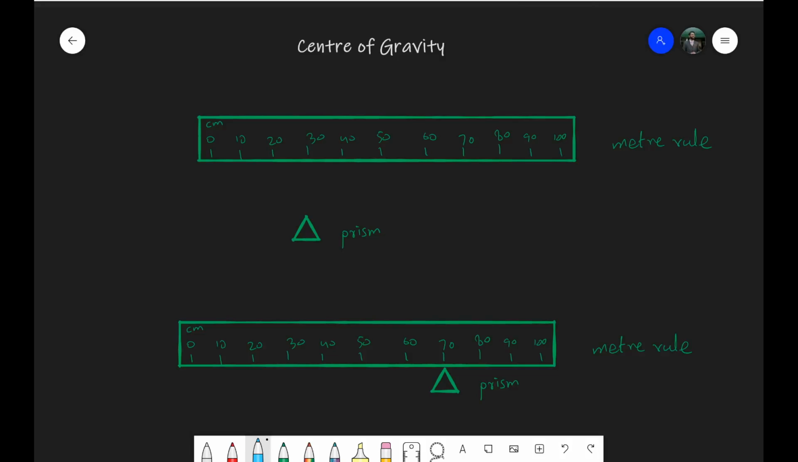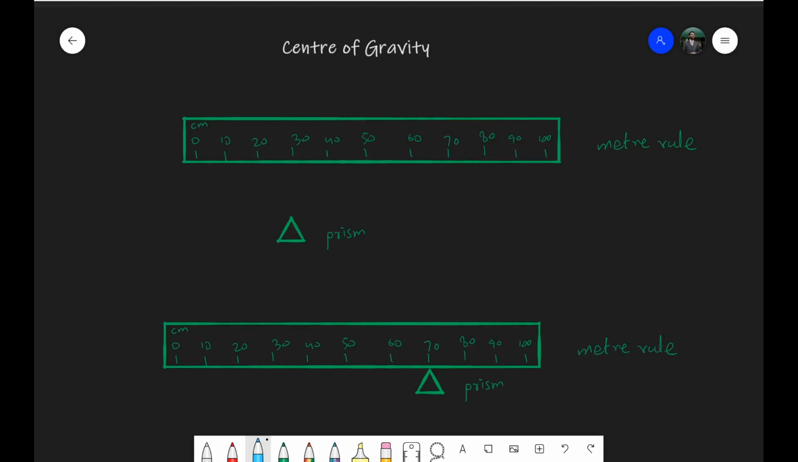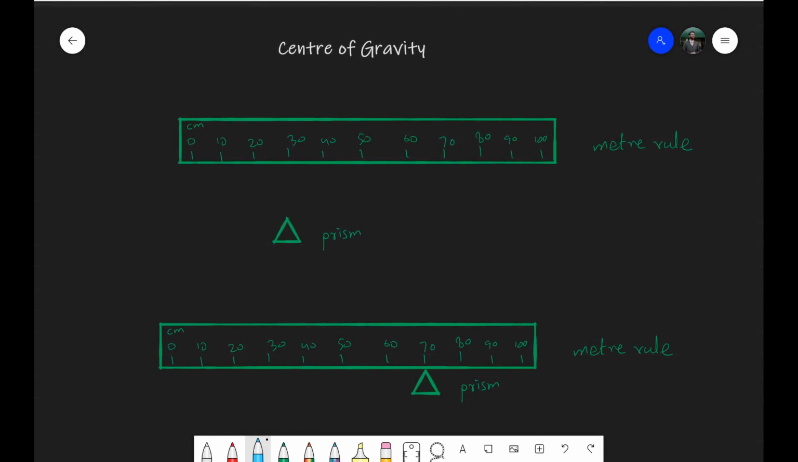Now, in many of the problems that we will be doing when we are studying turning effects of moments, they have to do with locating all the forces, because once you know the location of a force, then you can also find its distance from the pivot. And since the moment is force into distance, you need to know where the force is, how far it is away from the pivot, in order to find its distance from the pivot.